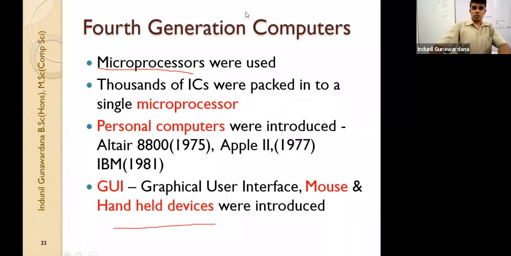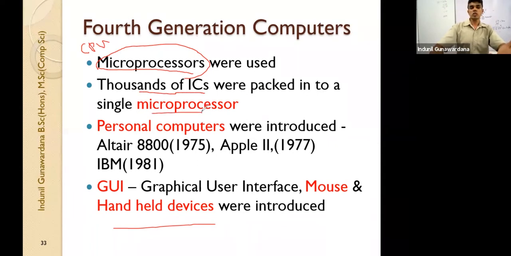Then fourth generation. Nowadays, we are in fourth generation. We are at the end of fourth generation, most of. They are using microprocessors. Microprocessors are the ones we are going to call CPU. We learned that they are with registers, control unit, ALU. Thousands of ICs are packed into a single microprocessor.